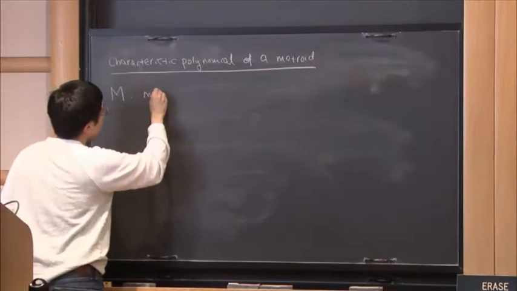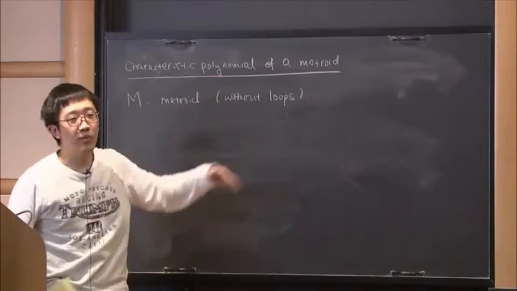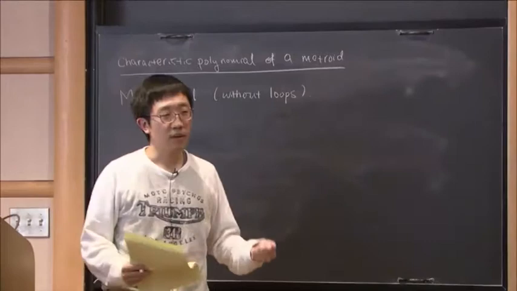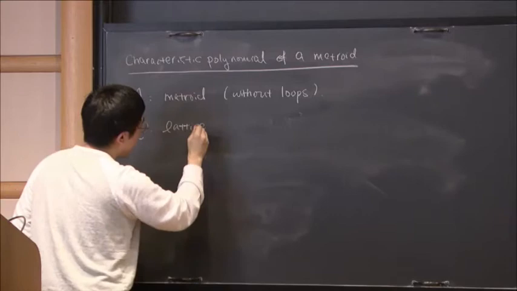So let's say you have a matroid, say without loops. In the graph case, no loop means no loop. And in the vector case, no loop means that your arrangement does not contain zero vector. And then out of this, you can construct a certain poset. This is in fact a lattice. And it's a lattice consisting of flats of M.